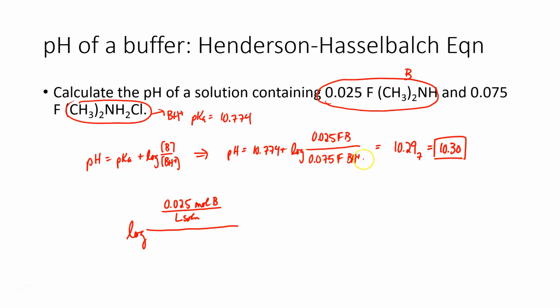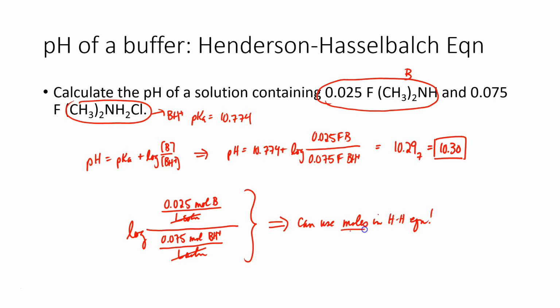We can rewrite this term as 0.075 moles of BH plus for every liter of solution. And remember, B and BH plus are in the same solution, so liters cancel. And what that means is we can just use moles in the Henderson-Hasselbalch equation. And that's going to be useful when we start doing buffer interaction problems.